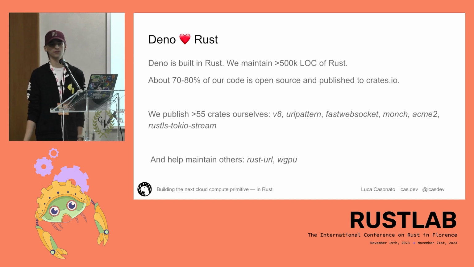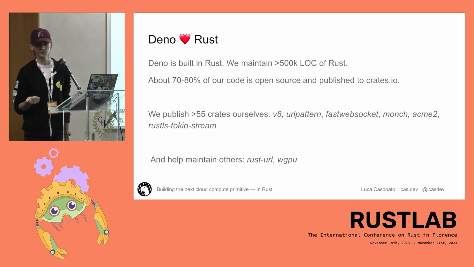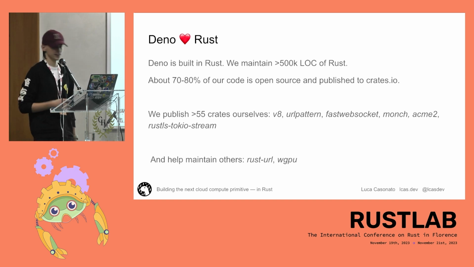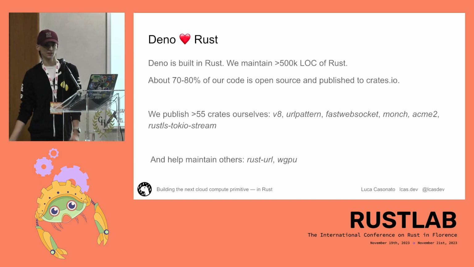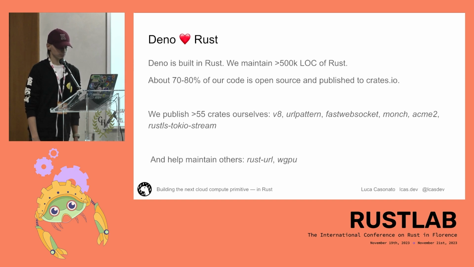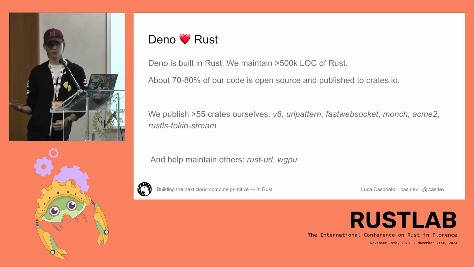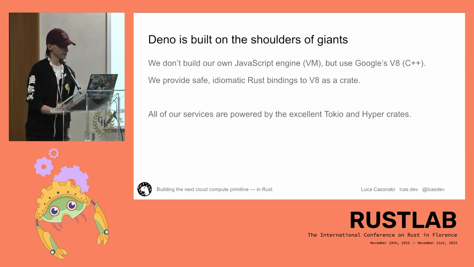We publish many crates to crates.io ourselves. For example, we maintain the bindings from Rust to V8. We have safe bindings to V8, which is C++. I'll talk more about that in a second. URL pattern to do URL routing, a super fast WebSocket implementation, a text parsing library called Monch, an ACME client. You can see this is sort of all over the place. Rustls Tokio stream. And we help maintain various other things like rust-url, which I help work on, and probably all of you depend on rust-url, right? And wgpu, which people who do GPU related things in Rust may know. A colleague of mine helps out on that.